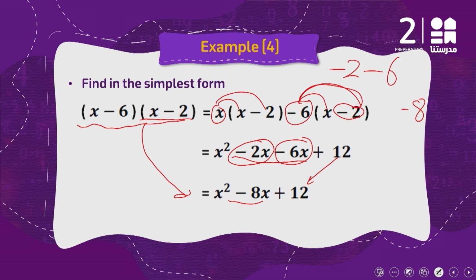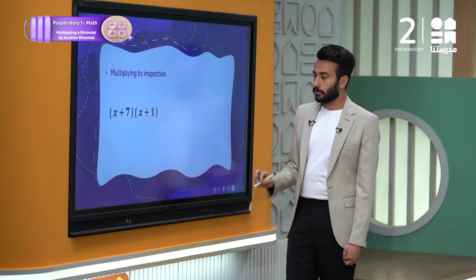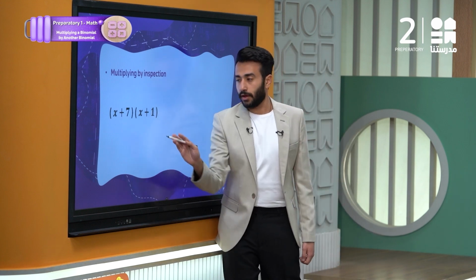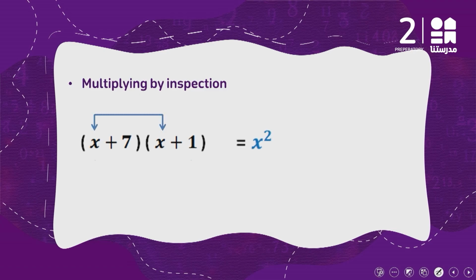There's another way called multiplying by inspection. How we can do this? You can simply multiply without writing x with the brackets and so on. You can multiply direct. How? You can multiply x by x, which is x to the power of 2. Now, after multiplying x with x, let's take multiplying x with this one, which is 1x.